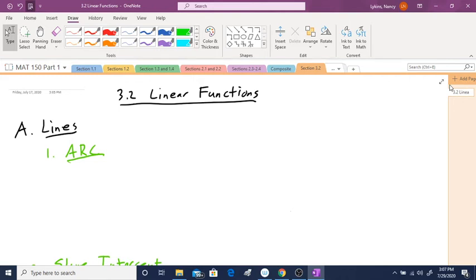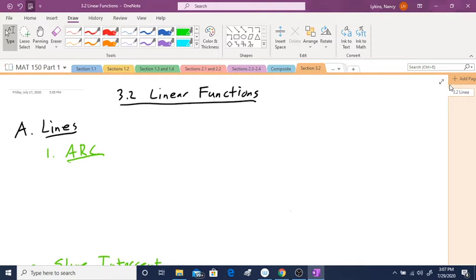Okay, welcome back. Today we're going to talk about linear functions for my Math 150 class. This is section 3.2. So today we're going to talk about lines, we're going to talk about slope and slope-intercept form.